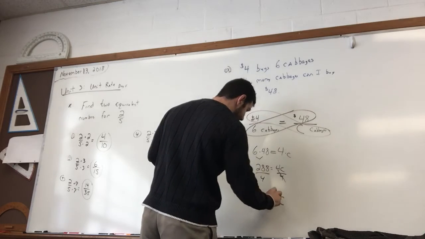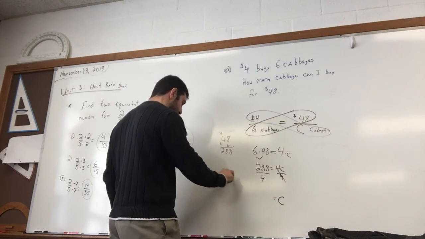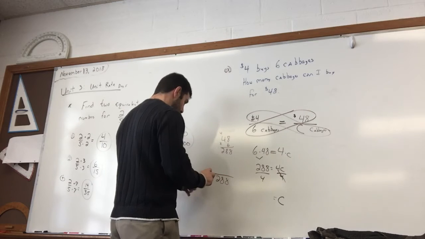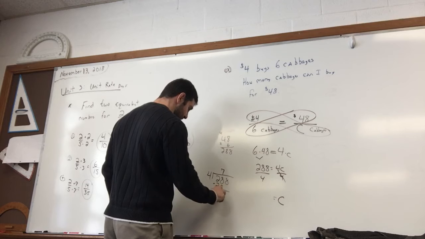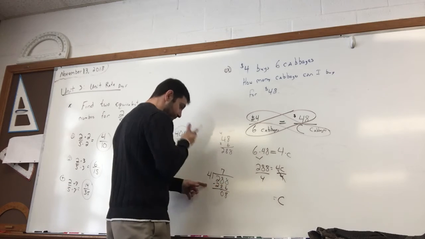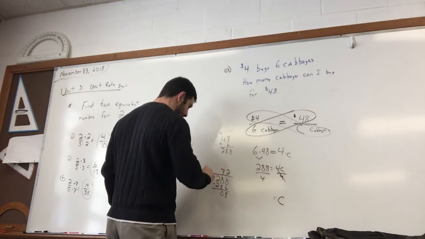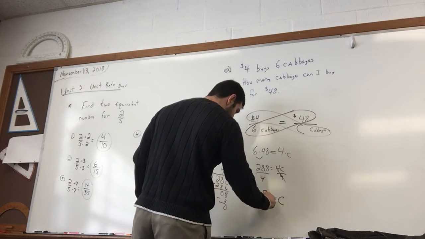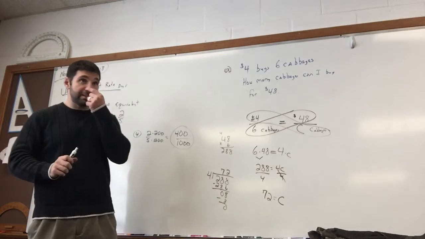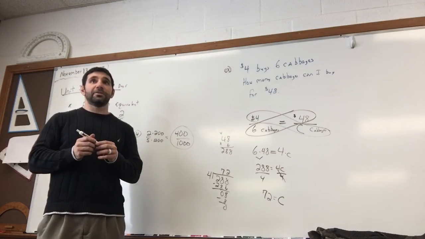That leaves me with my C equals, and now I'm going to do some long division. 4 goes into 28 7 times. 7 times 4 is 28. That's 0. My 8 drops on down. 4 goes into 8 twice. No remainder, it's 0. So if you put 72 equals C, do you think I'm going to count that correct?